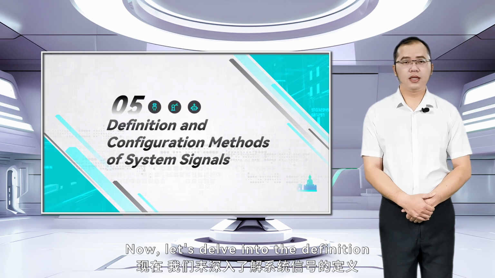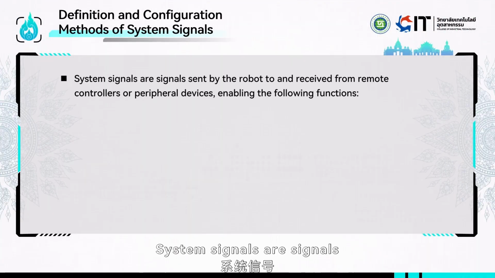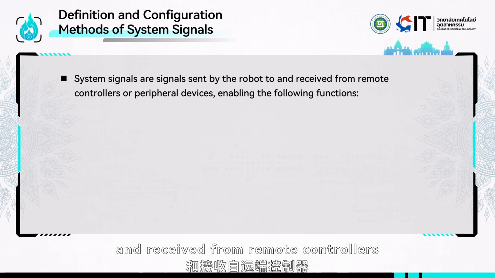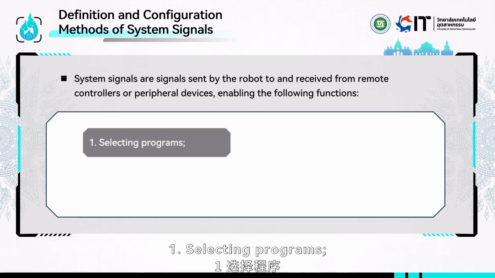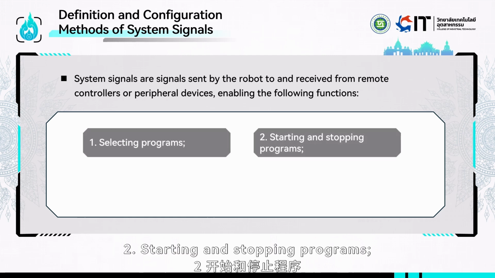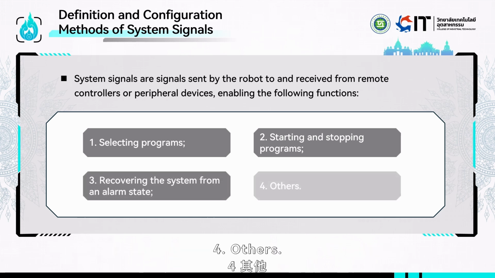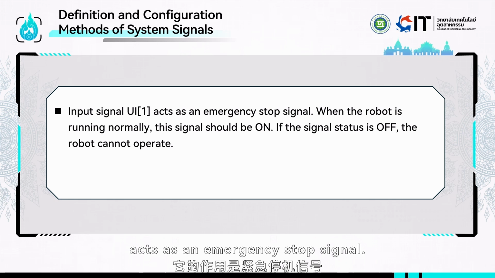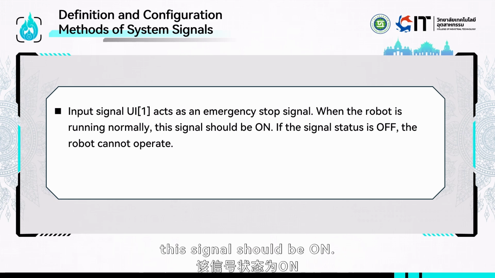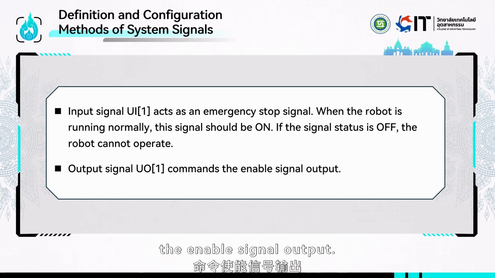Now, let's delve into the definition and configuration of system signals. System signals are signals sent by the robot to and received from remote controllers or peripheral devices, enabling the following functions. 1. Selecting programs. 2. Starting and stopping programs. 3. Recovering the system from an alarm state. 4. Others. Input signal UI 1 acts as an emergency stop signal. When the robot is running normally, this signal should be on. If the signal status is off, the robot cannot operate. Output signal UO 1 commands the enable signal output.